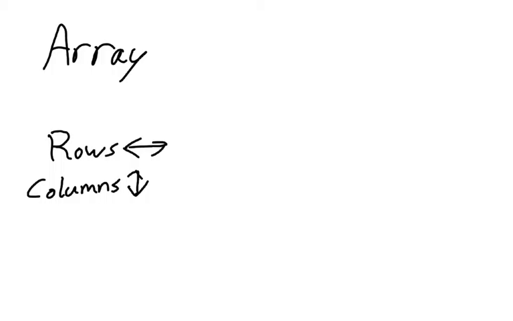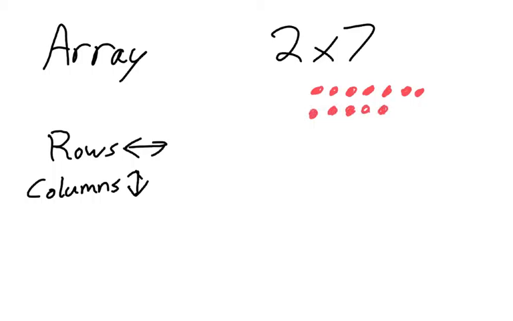For example, in the equation, 2 groups of 7, you can draw it in two different ways. One way you might draw it is using 2 rows and putting 7 objects in each row. So you have 2 rows, and then you have 1, 2, 3, 4, 5, 6, 7 columns.